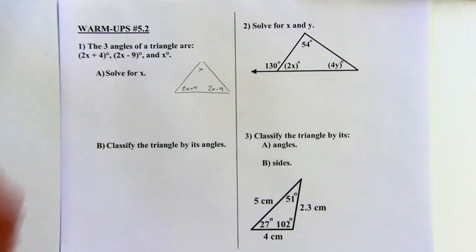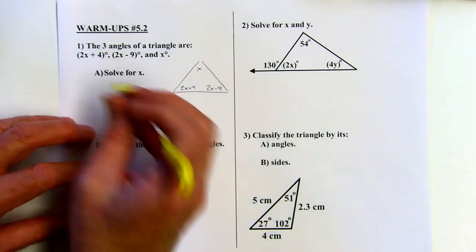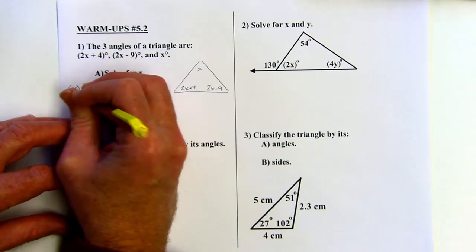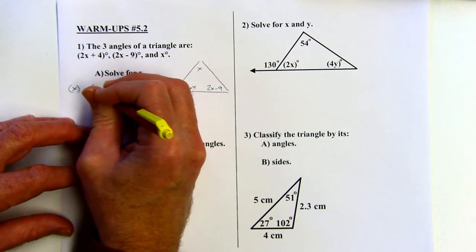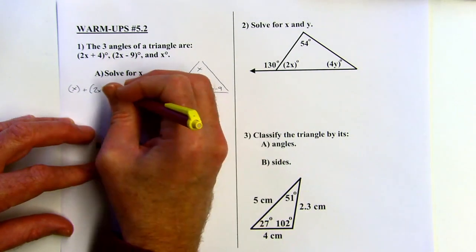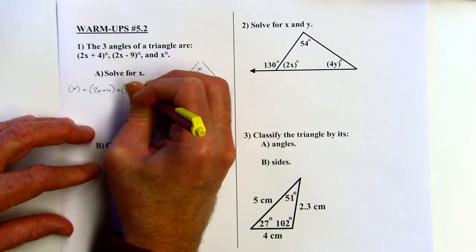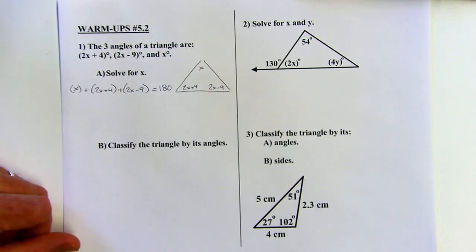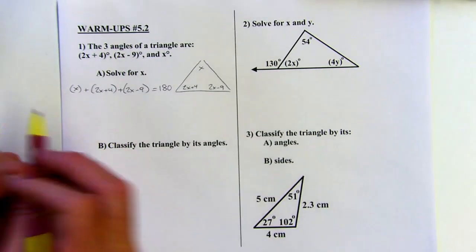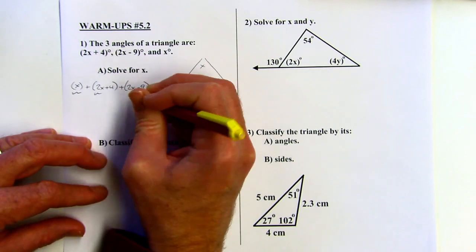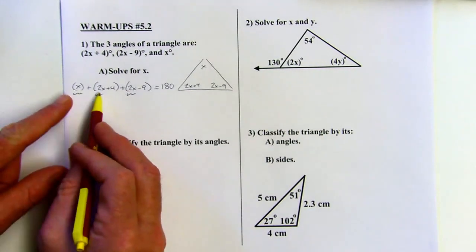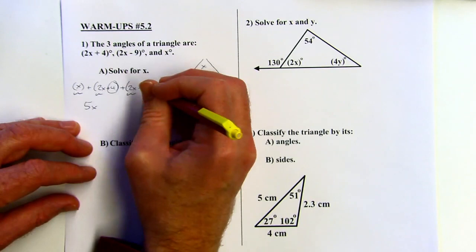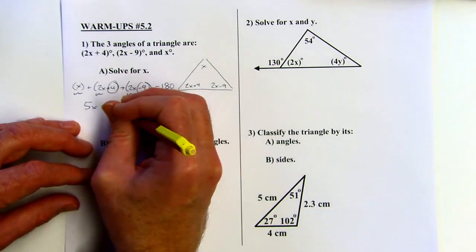up to 180. So now I can say, okay, x plus 2x plus 4 plus 2x minus 9 is going to equal 180. Okay. And then we can solve this. So I'm going to start combining like terms. So I'll combine the x terms. I've got x plus 2x, that would be 5x. And then I can combine the 4 and the negative 9 into negative 5.